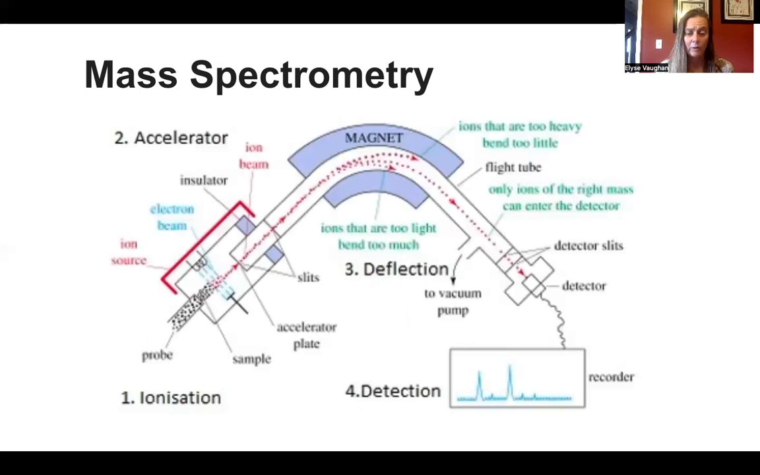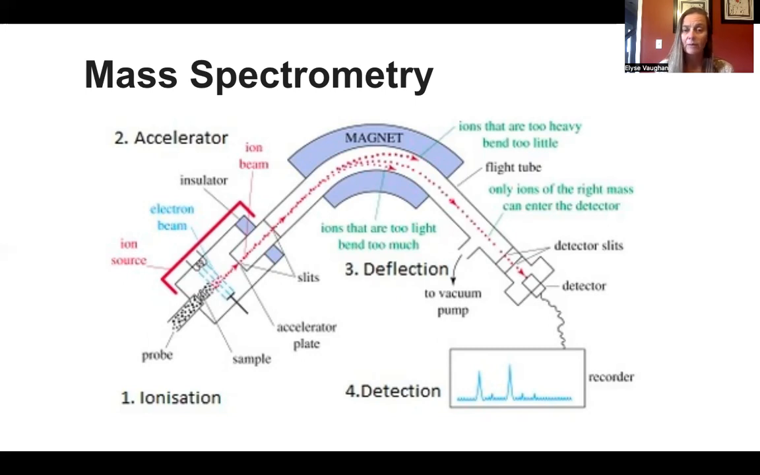So how does it work? We have several different parts. The first is the ionizing chamber. We place our sample in, we superheat it or charge it with electricity, we send it through an electron beam, and that is what gives it the charge. So we're applying a negative charge.